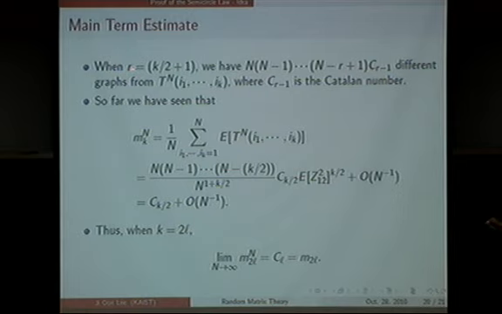when the number of vertices is exactly k over 2 plus 1, we have these different graphs, and the C of r minus 1 is the number of different ways of drawing the structure of that graph. And that is the Catalan number, thanks to the combinatorics. So we have this vector and some small terms, and the small terms are just small. And as n goes to infinity, this will become just 1.